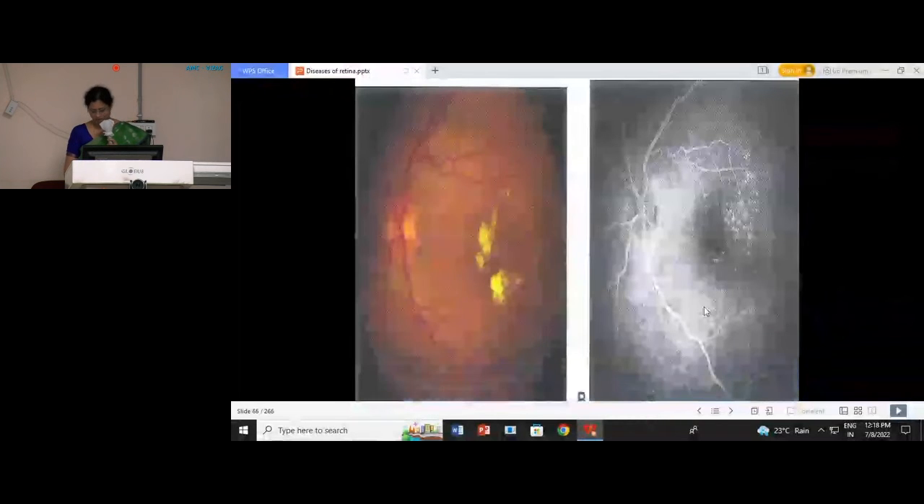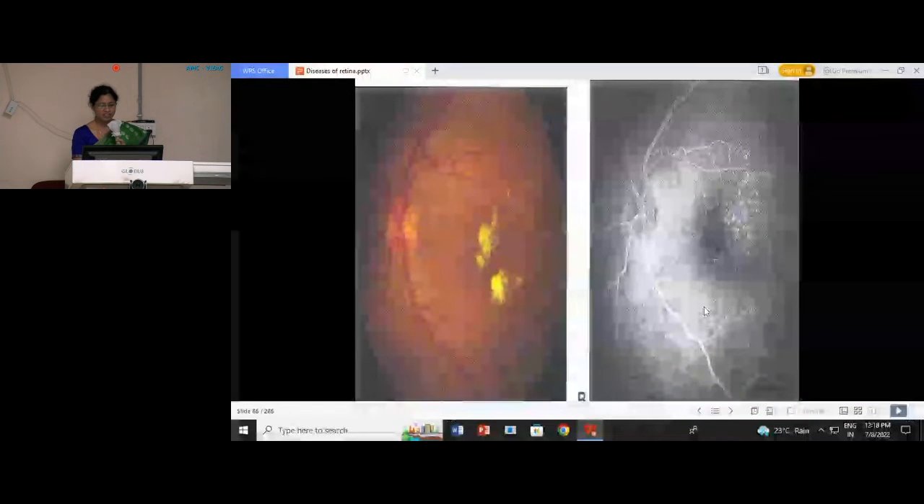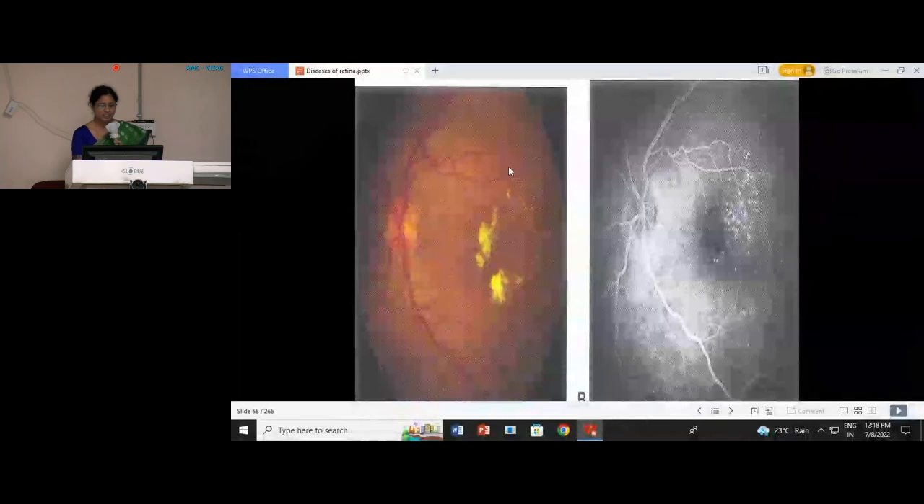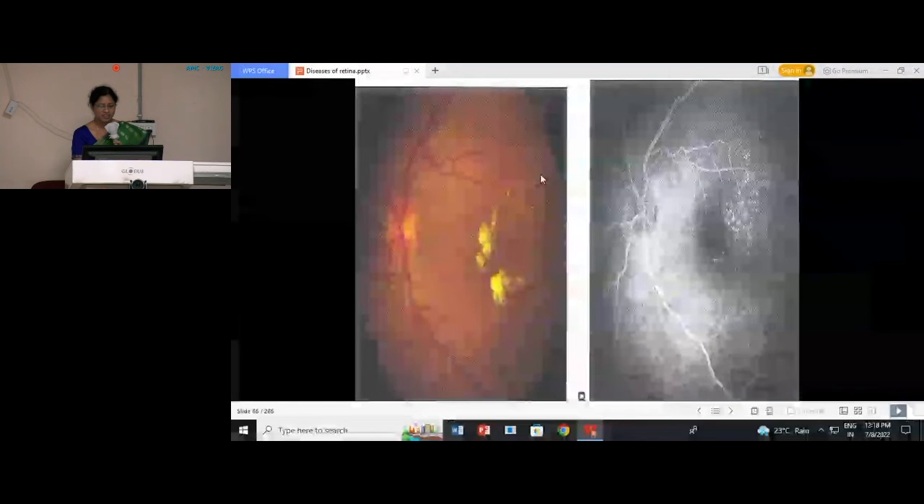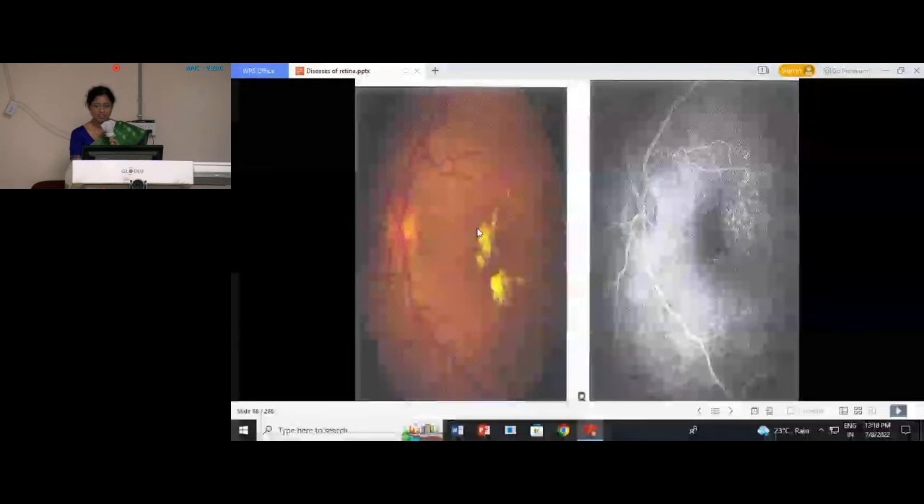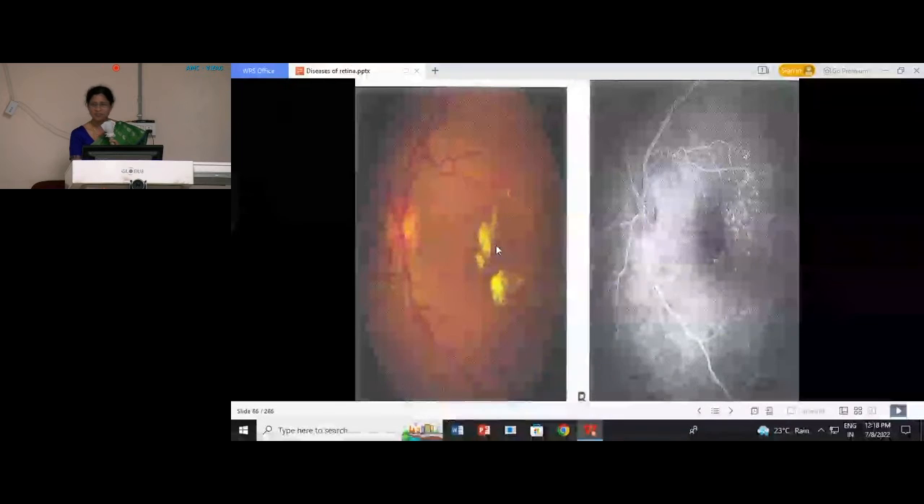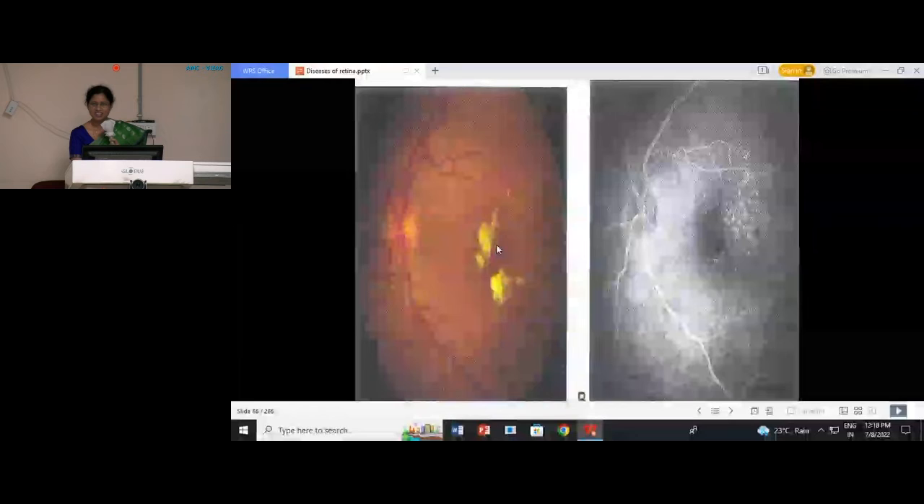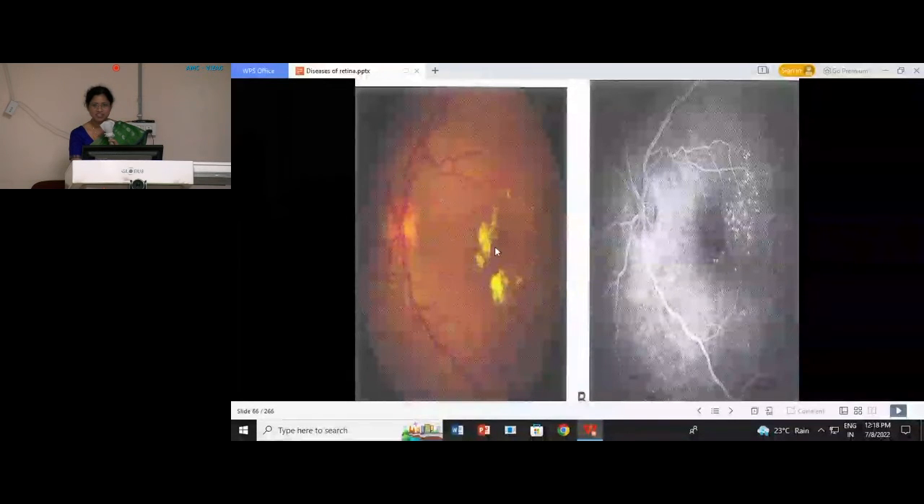Okay, so I told you, this is the macular area. In this we are able to find multiple hard exudates which are present within 500 microns. This is the center of the fovea. So here is almost the center of the fovea. There are hard exudates within 500 microns from the center of the fovea, along with retinal thickening.